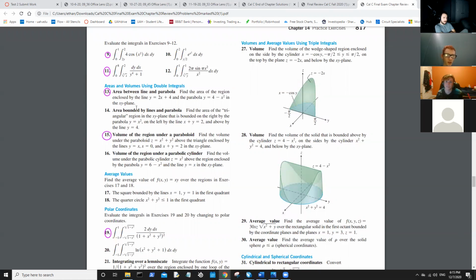Area between line and parabola. Find the area of the region enclosed by the line y is equal to 2x plus 4, and the parabola y is equal to 4 minus x squared in the xy plane.